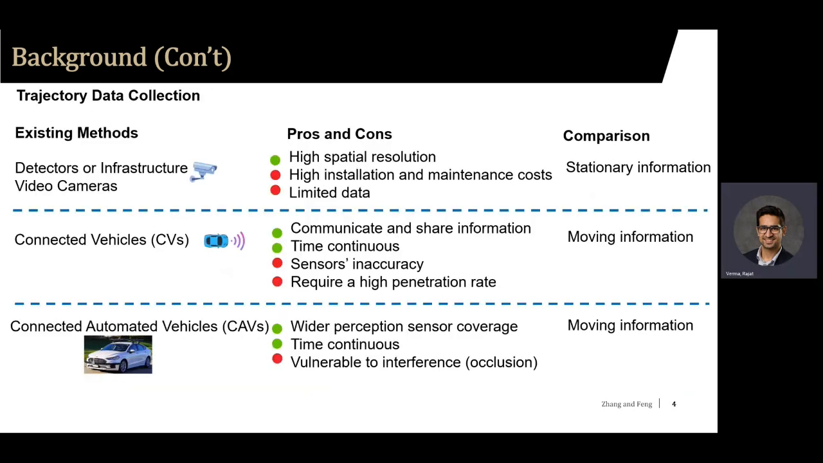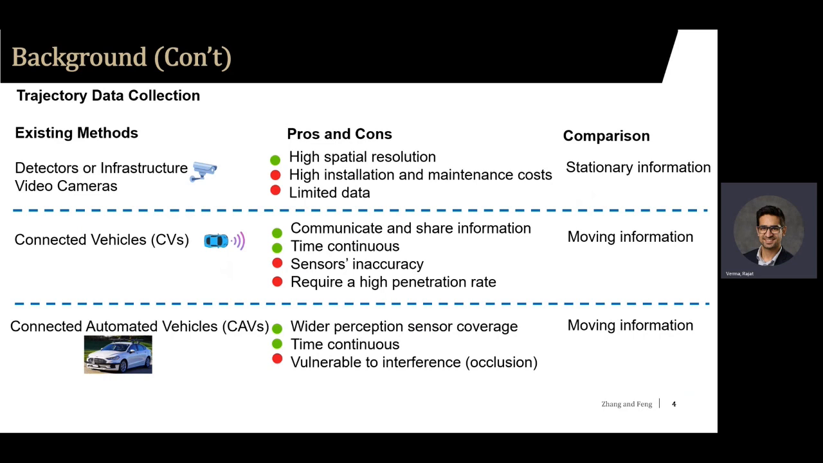So let me introduce several methods for the trajectory data collection. The most common and traditional one is to use the detectors or the infrastructures like the cameras. It could give us very high spatial resolution data, but it also requires very high installation and maintenance cost. Also, the collected data may be limited trajectory data.